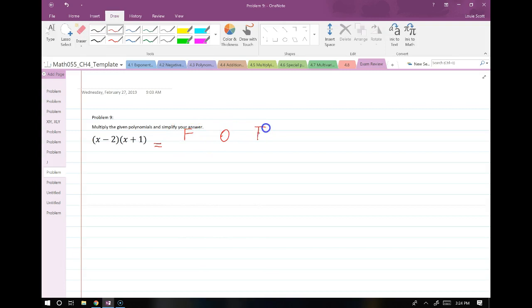So FOIL. The F stands for the first two terms in each binomial, so I multiply those together and I get x squared. The O stands for the outer two terms, so I get plus x. The I stands for the innermost two terms, minus 2x. And then the L stands for the last two terms in each binomial, so that's negative 2. Then I just need to combine my like terms, and that leaves me with x squared minus x minus 2.